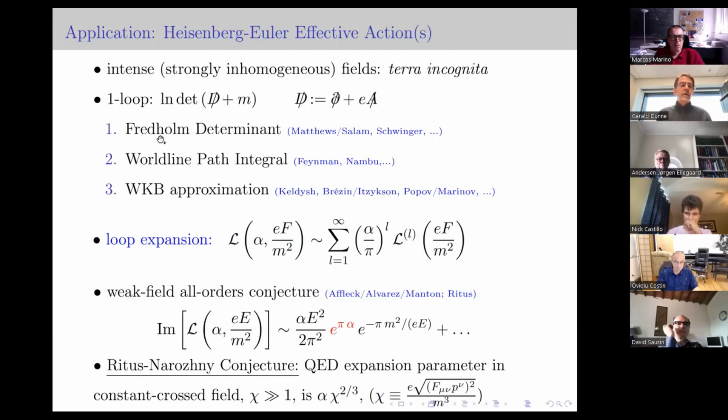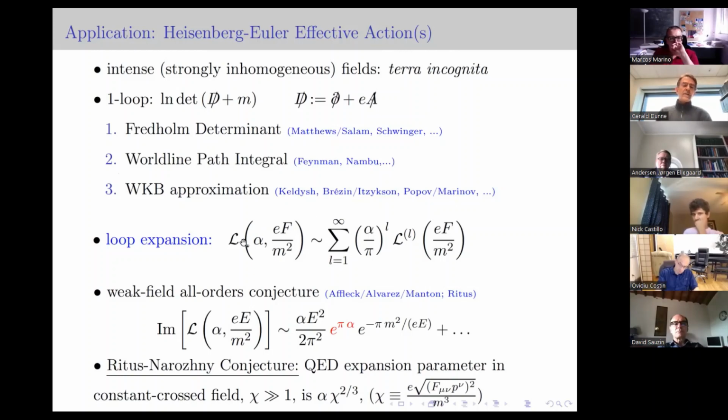And there's a general representation in terms of Fredholm determinants, but unfortunately it's quite difficult to implement in the very inhomogeneous limit. There's a beautiful worldline representation due to Feynman and refinements from Nambu. And there's, of course, the WKB approximation, which was pioneered by Keldysh in atomic physics. And this was actually Edward Brezin's PhD thesis to apply this to the full QED situation, and also work by Popov and Marinov independently.